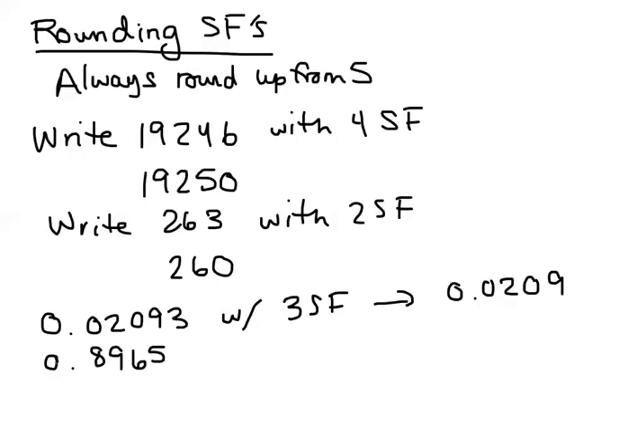0.8965 with 3 sig figs. Here you're going to round up, but you can cut off that last sig fig once again. So remember, we round up from 5. So I'm just going to round this up to 0.897, leave off the last significant figure. An awkward 7.